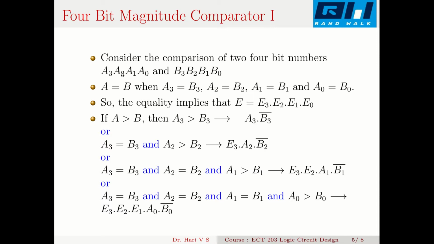Okay, 1 1 1 0 and 1 1 0 0. Here A1 is greater than B1. So A3 equals B3, A2 is equal to B2, and A1 is greater than B1. So what is the logic function corresponding to that? That is E3 E2 A1 B1 complement.